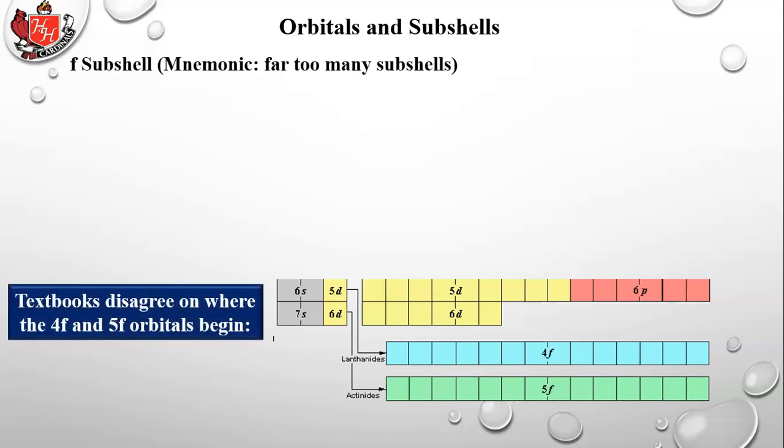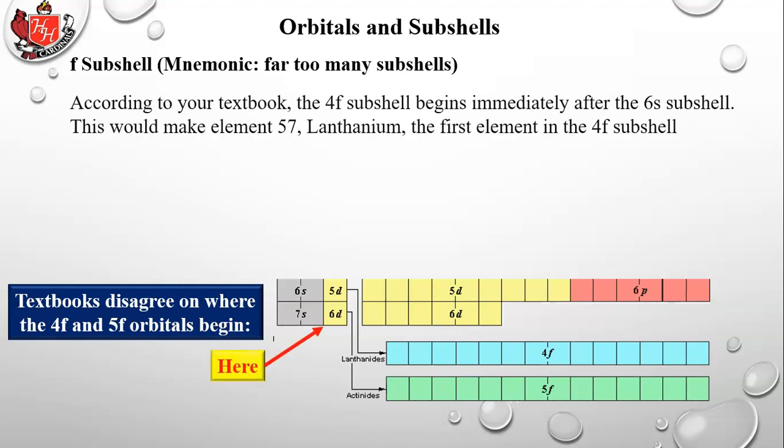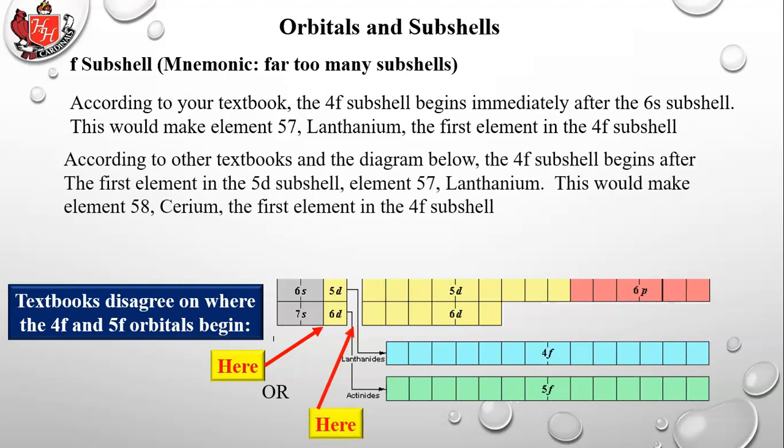Textbooks disagree on where the 4F and 5F orbitals begin. According to your textbook, the 4F subshell begins immediately after the 6S subshell. This would make element 57, lanthanum, the first element in the 4F subshell, and it would go there, where you see here. According to other textbooks, the diagram below, the 4F subshell begins after the first element in the 5D subshell, and that's lanthanum, element 57. This would make element 58, cerium, the first element in the 4F subshell.